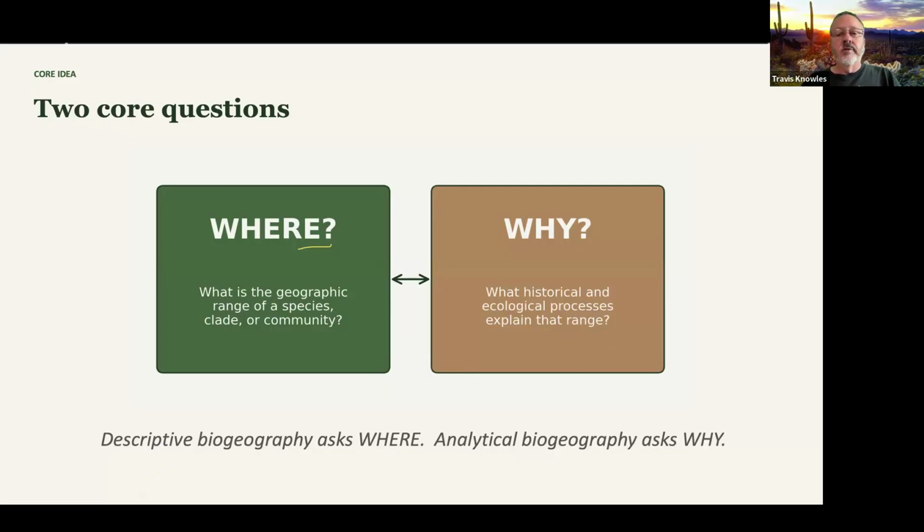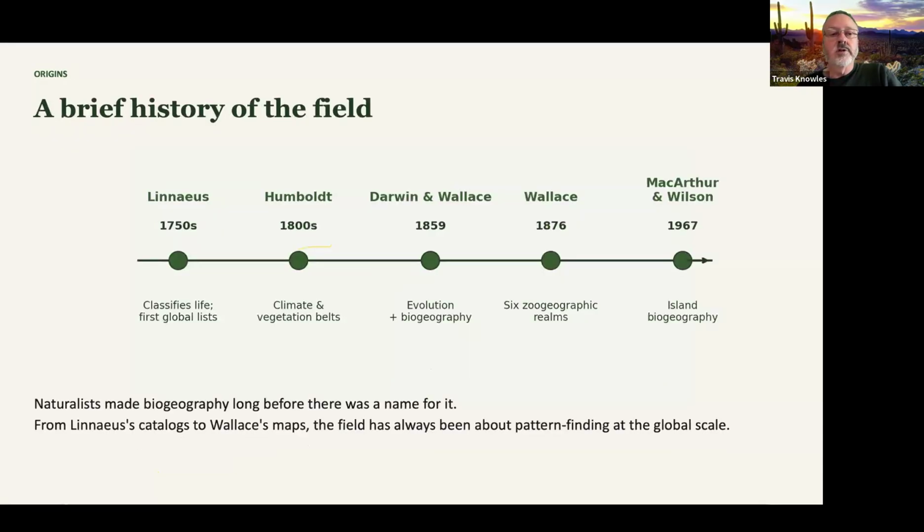Then the second level of biogeography is analytical. We want to ask, why are these plants and animals found where they are today? What are the processes that explain why we see scarlet macaws in Brazil today, but we do not see them in Europe or in South Carolina? What are the explanations from history and ecology that explain these differences?